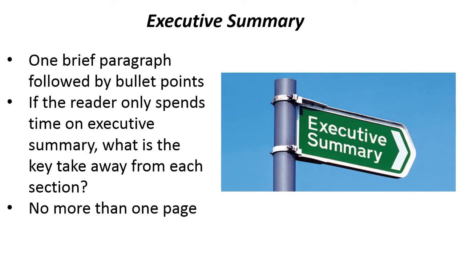You always write the executive summary last. You can't possibly write the summary first. You have no idea what you're writing. Now that you have written the entire report, go back and summarize it in this fashion. One brief paragraph followed by bullet points. And again, no more than one page.